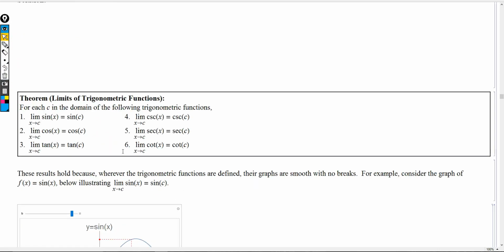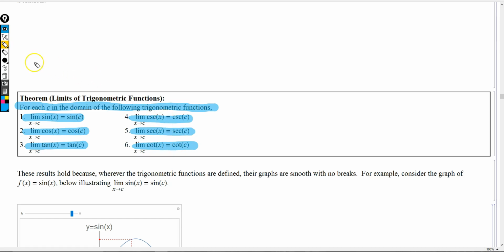Now let's take a look at the limits of trig functions. So for each c in the domain of the following trig functions, we have that the limit as x approaches c of sine x equals sine c. Right, so you just plug the c in for the x. Limit as x approaches c of cosine x is cosine c. And the same thing for all the trig functions. Okay. Limit as x approaches c of all your trig functions is whatever that trig function is evaluated at c.